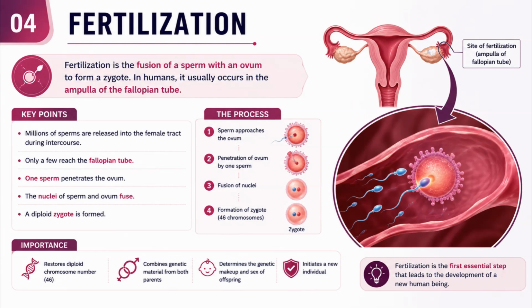The resulting cell is called a zygote, which contains the complete genetic blueprint for a new individual. Fertilization is extremely important because it combines genetic material from both parents, restores the normal chromosome number, determines many inherited characteristics, and initiates the process of embryonic development. It is the critical event that transforms two specialized reproductive cells into the first cell of a new human being. Therefore, fertilization represents the biological starting point of pregnancy and serves as the foundation for all subsequent stages of development.